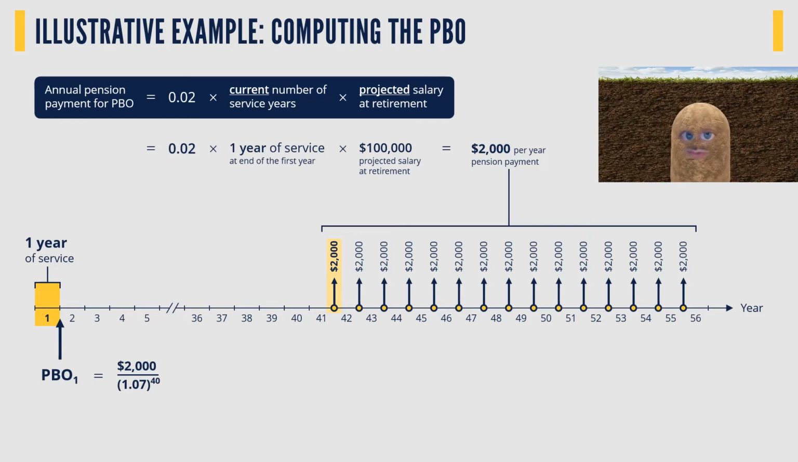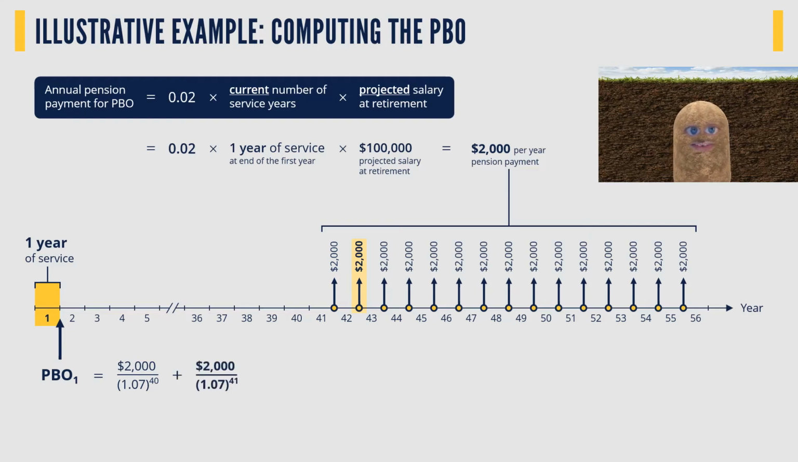So you're going to receive a $2,000 cash flow at the end of year 41, which means relative to the end of year 1, that's 40 years. You have to discount it back 40 whole years. So that's the first cash flow payment. And again, we're getting $2,000 per year.